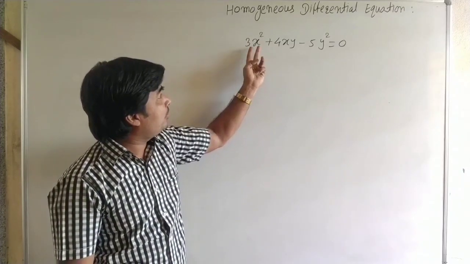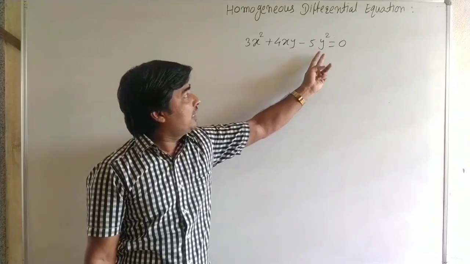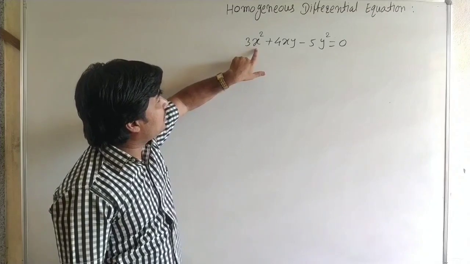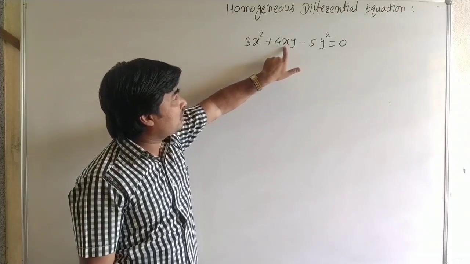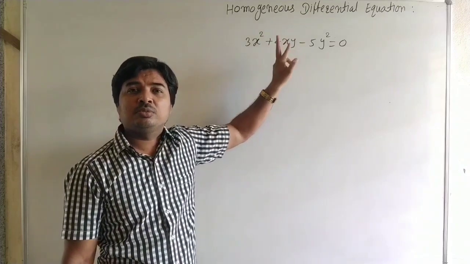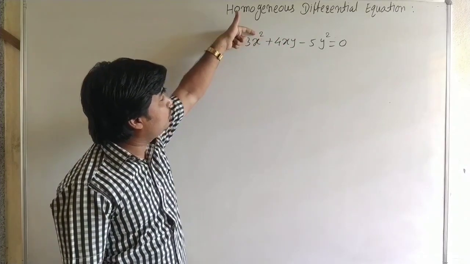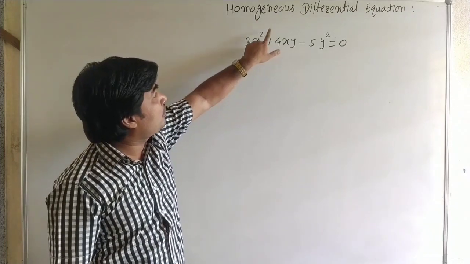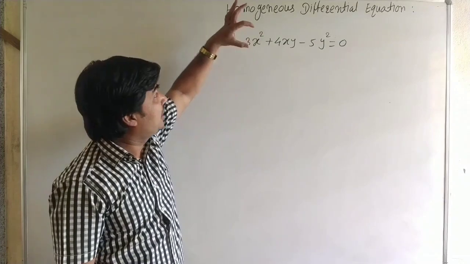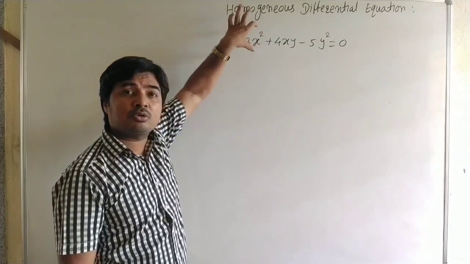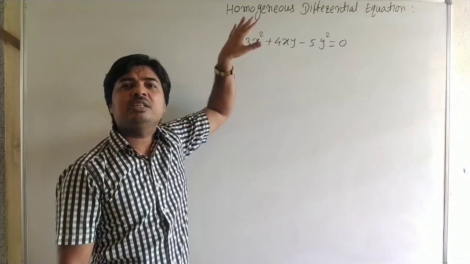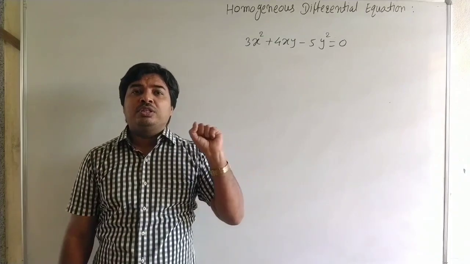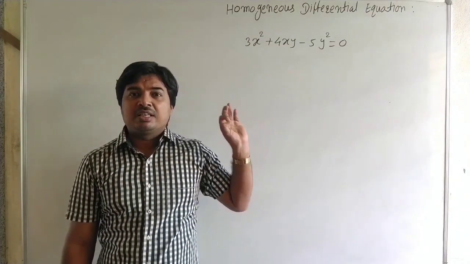Here the sum of the powers of x and y is the same in every term. In the term xy, the power of x is 1, the power of y is 1, and the sum is 2. In the term x square, the power of x is 2 and y is absent, that means the power of y is 0, y to the power 0 is 1, so we can write x square. The sum of the powers of x and y is the same in each term, so it is a homogeneous equation, a second degree homogeneous equation.